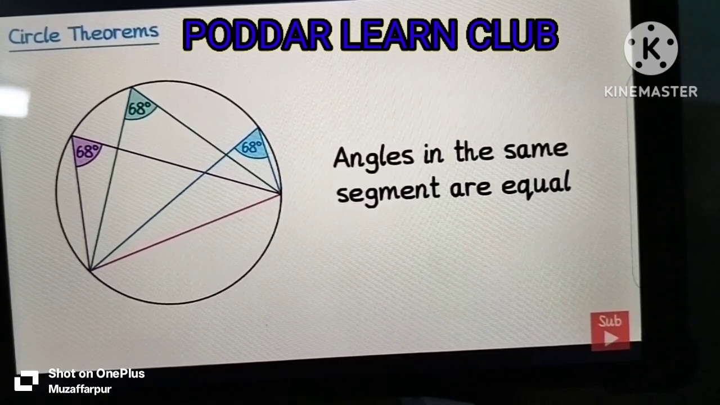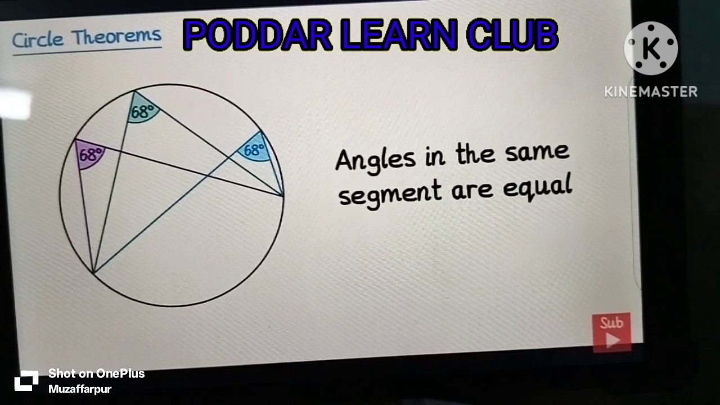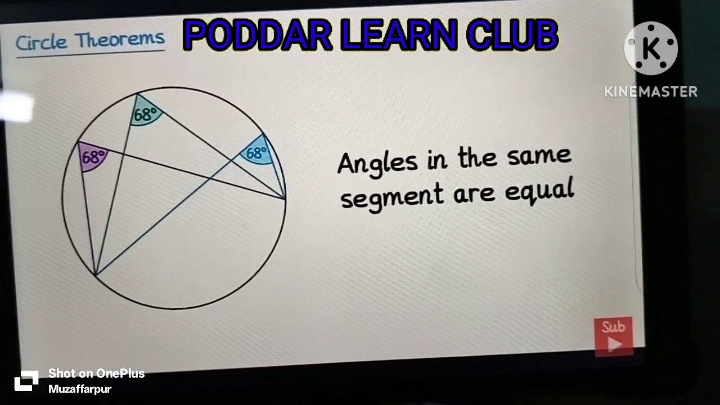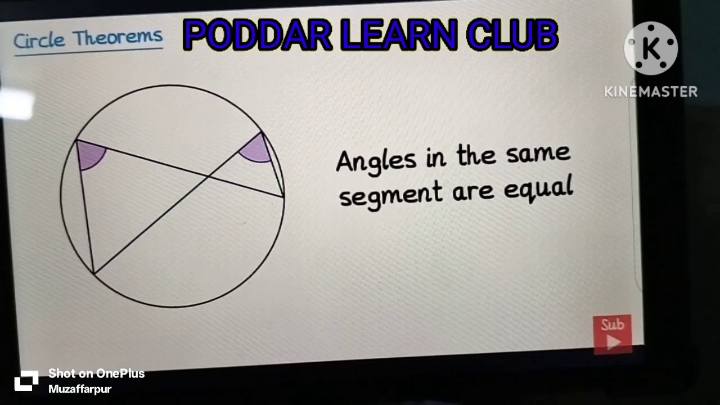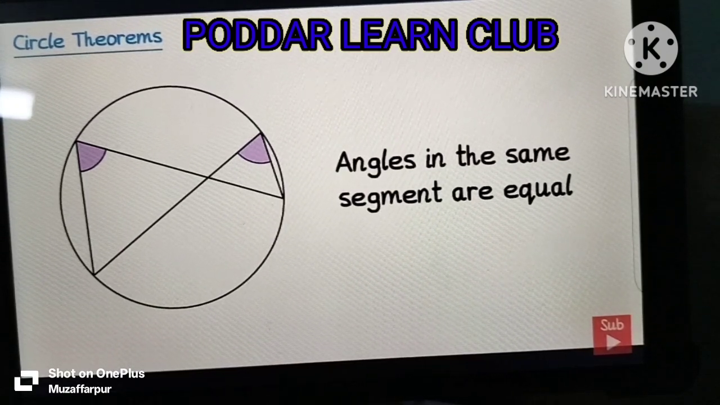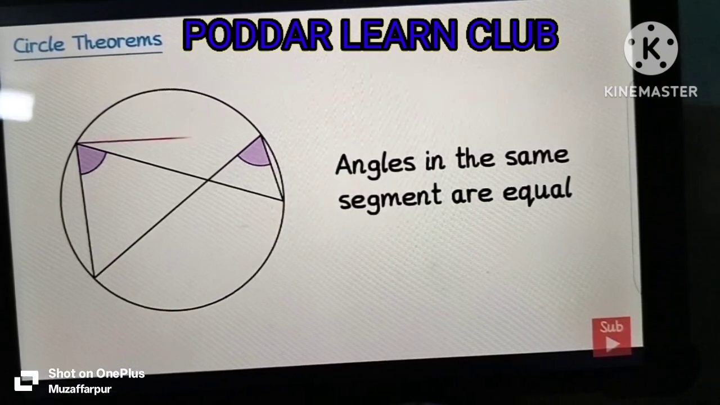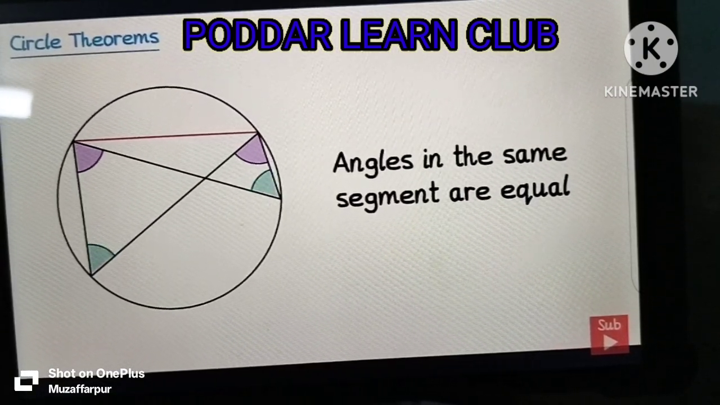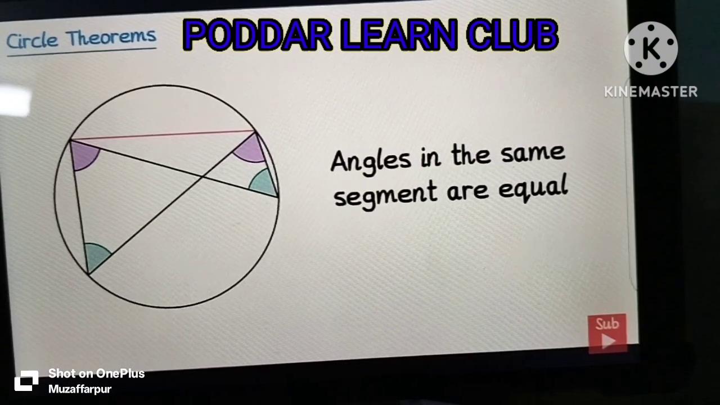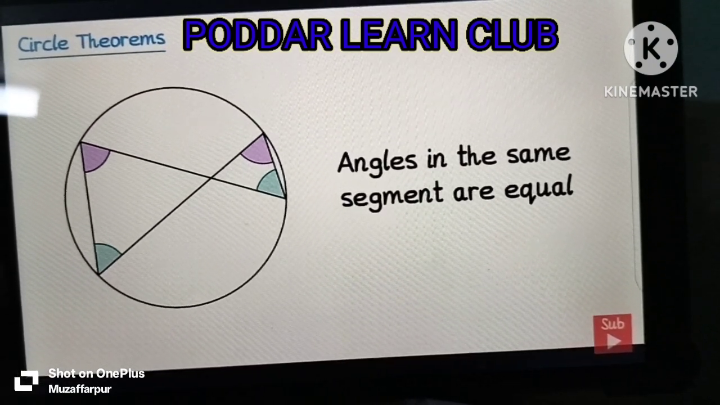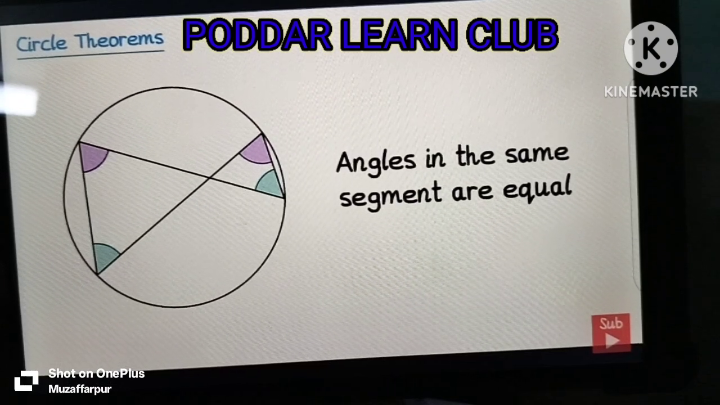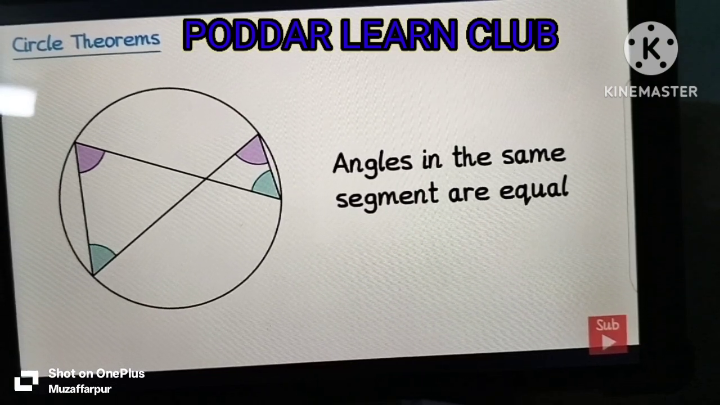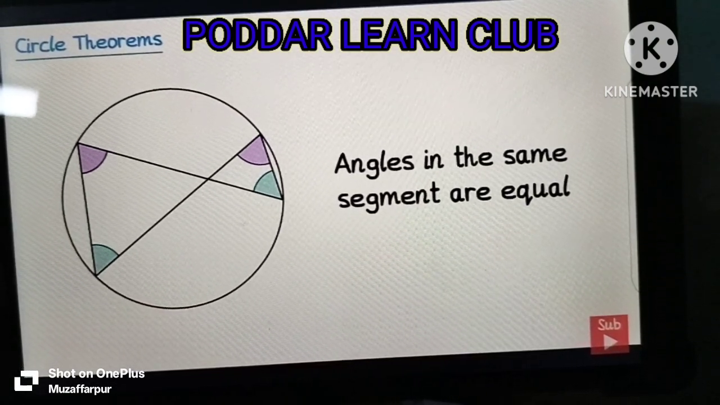Similarly, we can draw angles in the minor segment also. In the minor segment, all angles will be of equal size. Here there are two angles and both are equal because both are from the same segment. If you draw this chord, then with the help of this chord, two angles are drawn here, and these angles are also in the same segment, so these are also equal. So this is very important to learn, that angles in the same segment are equal.